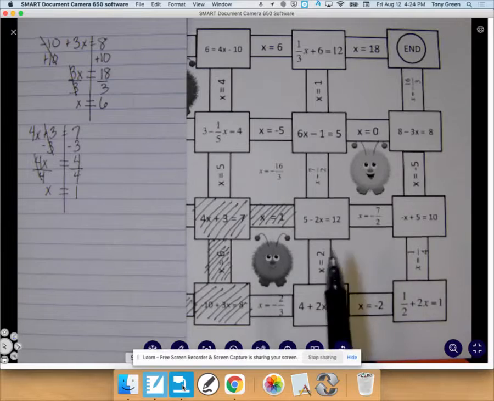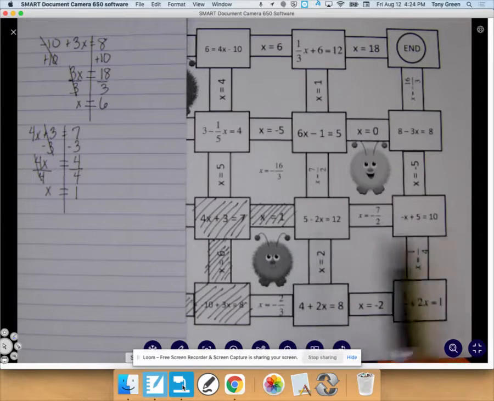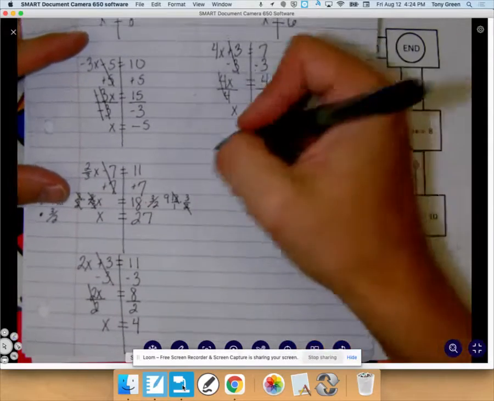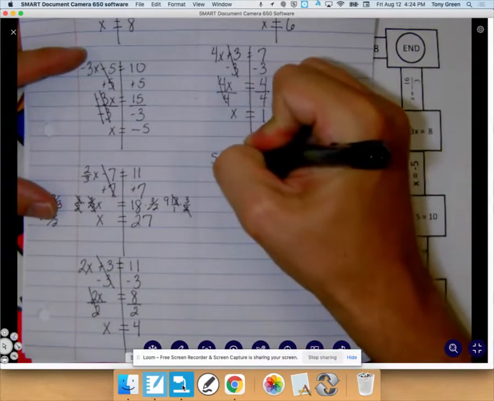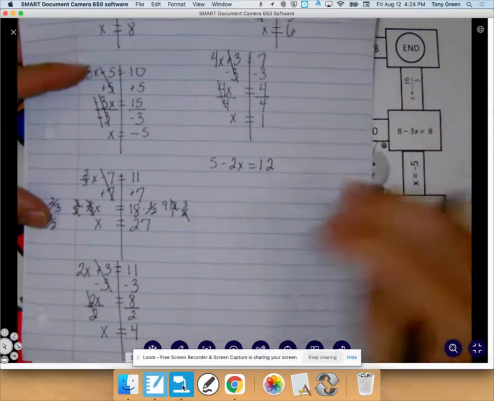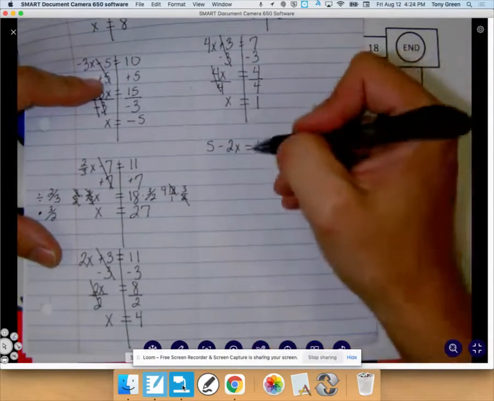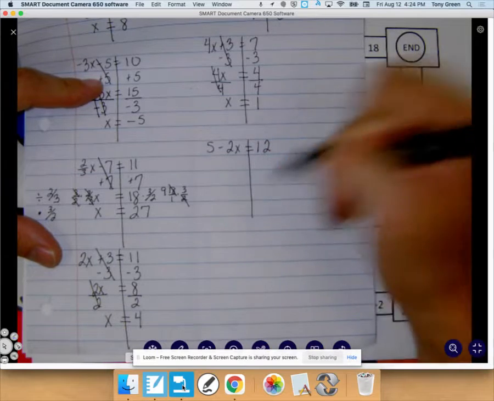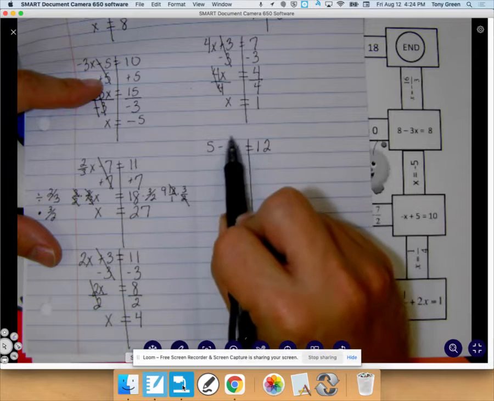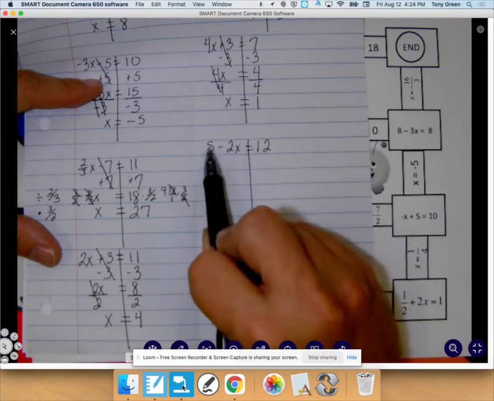Next equation. 5 minus 2x equals 12. So 5 minus 2x equals 12. So let's draw our line for the two halves of the equation. All right, so this is grouped together, so we don't want to mess with the negative 2 yet. We want to get rid of the 5.